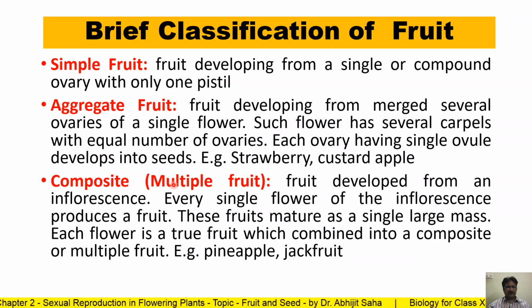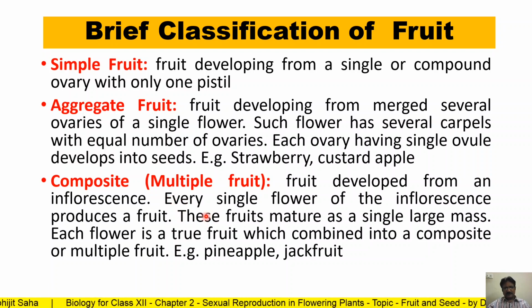Next is composite or multiple fruit. Here the fruit is completely different because it develops from an inflorescence. In this too, however, the flower develops into the fruit. But here it is the whole inflorescence. So many flowers here develop into a composite structure. That is a multiple fruit.